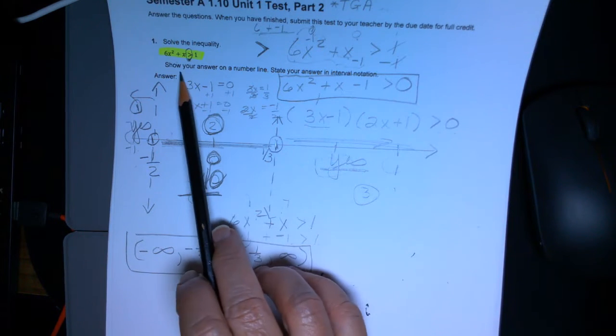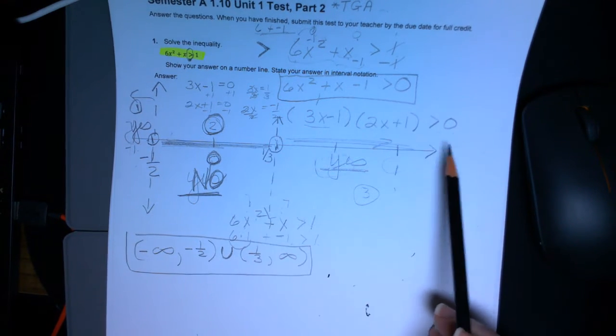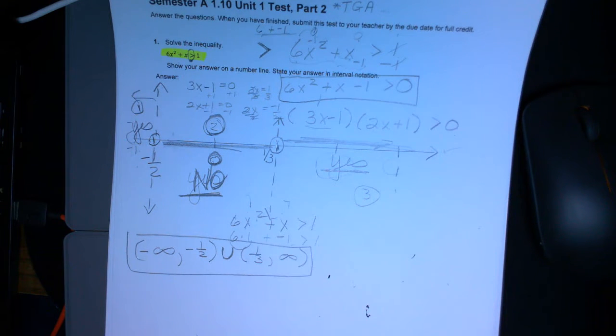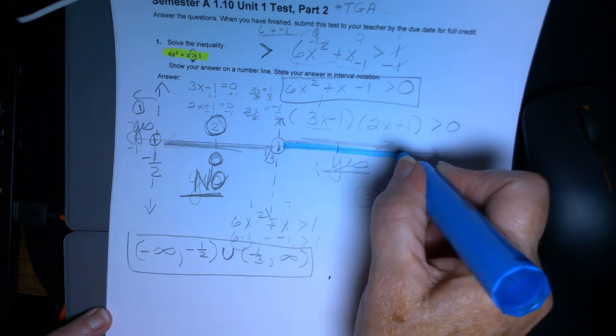Let's make sure that we show your answer on the number line. Check, so make sure that we highlight. Let me go ahead and highlight because I've got a lot going on there, so that you can make it really clear that our answers are here and here.